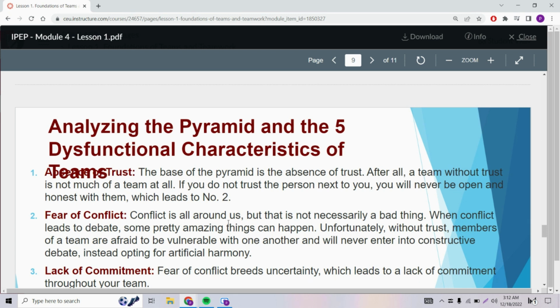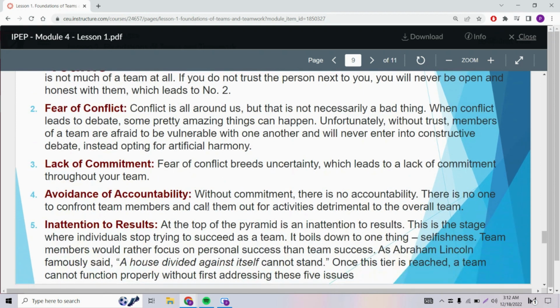Sa Pilipinas kasi, class, hindi uso sa atin yung pag-open, magsasabi ka na, ano, alis, pag-awan naman kayo ng boss mo. Then after your fear of conflict, there would be lack of commitment. Leads yung fear of uncertainty. Like, mawawalan ka ng gana magtrabaho, pag ayaw mo na sa work mo, ganun.